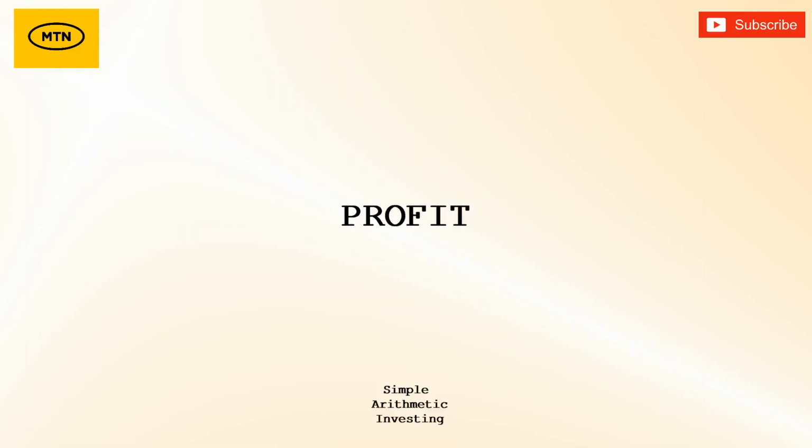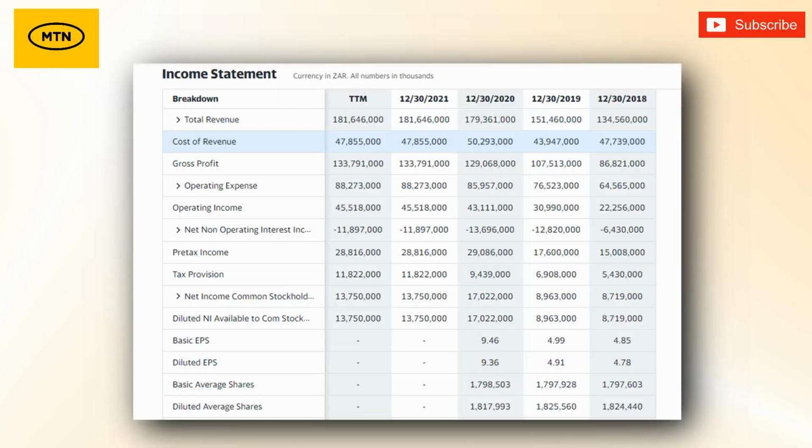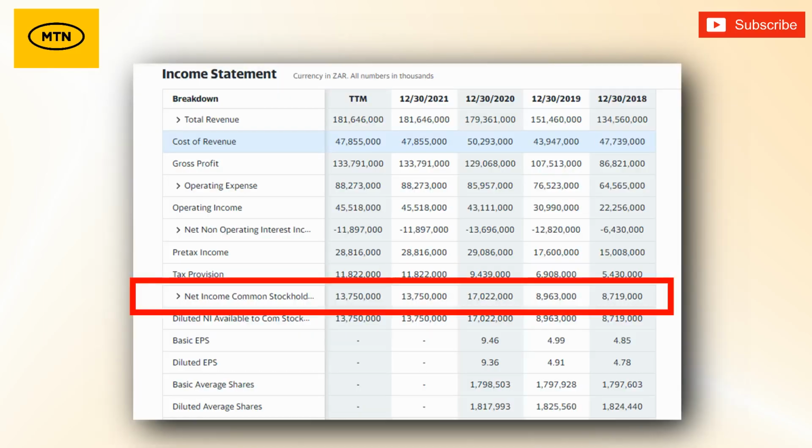Let's look at the group's profit. Profit is the money a business pulls in after accounting for all expenses, and this money can be distributed to shareholders or reinvested in the company. We want to see high profits. We can find the data on the group's income statement under the line item net income common stockholders.